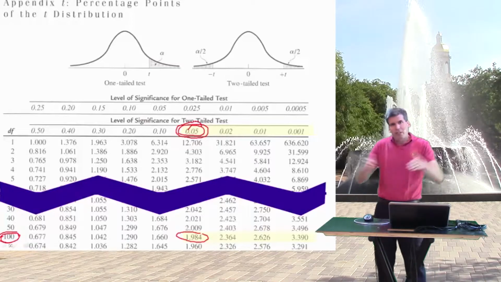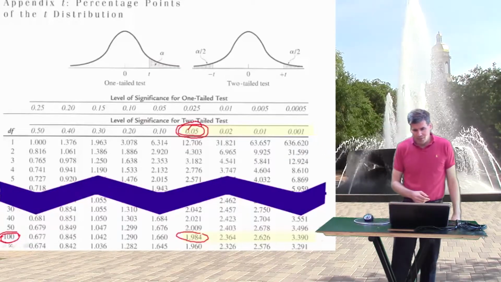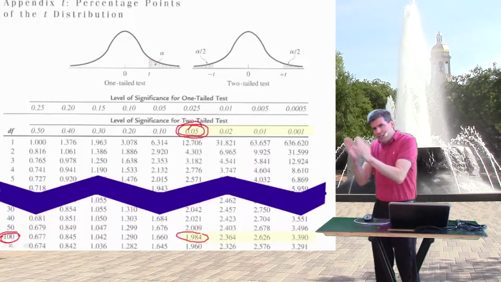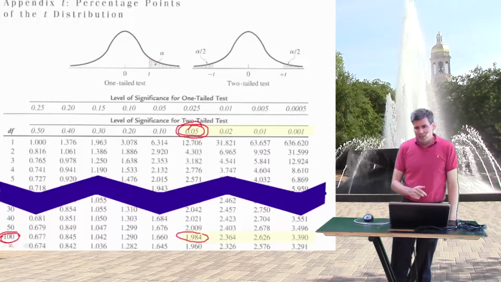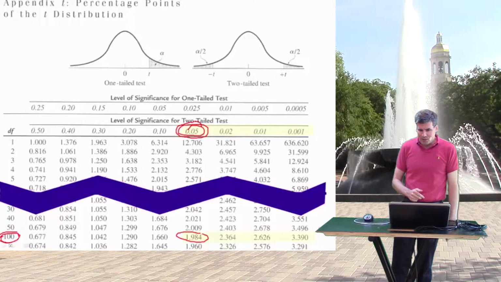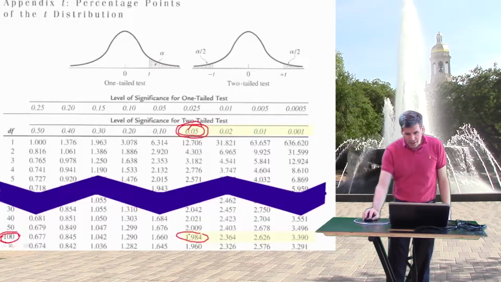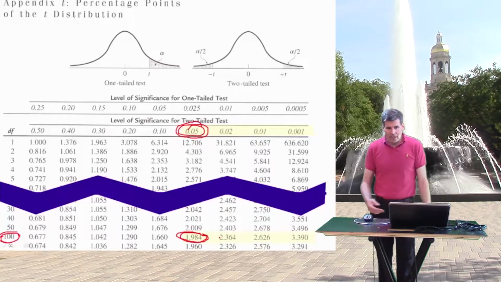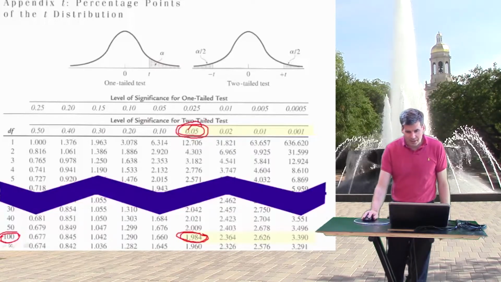The smaller the P, the bigger your T. They go in opposite directions. So you want a great big T score and a little itsy-bitsy P value. That means things will be significant. So that's what we want. We need a T value that's at least 1.984, and if our T value is larger than that, we can say P is less than 0.05.